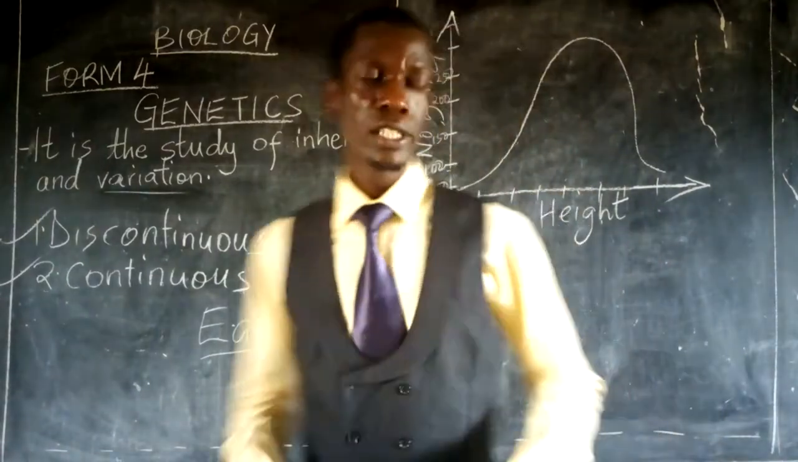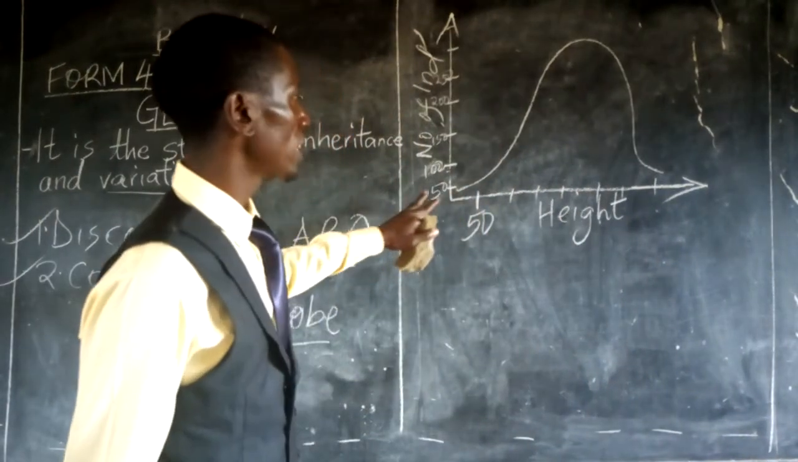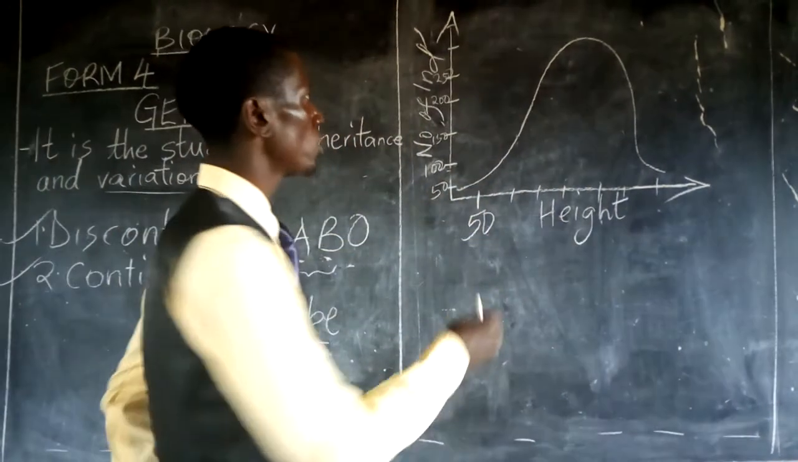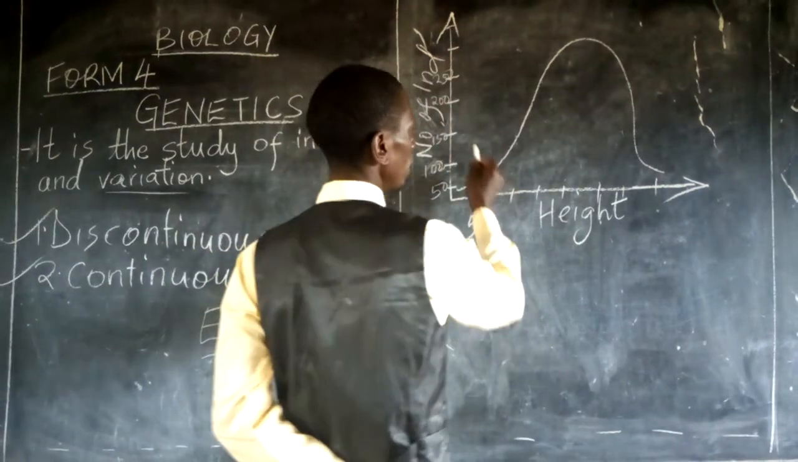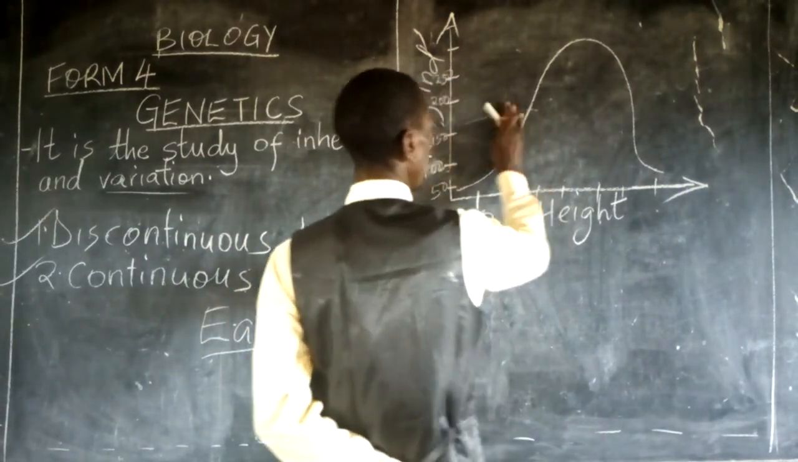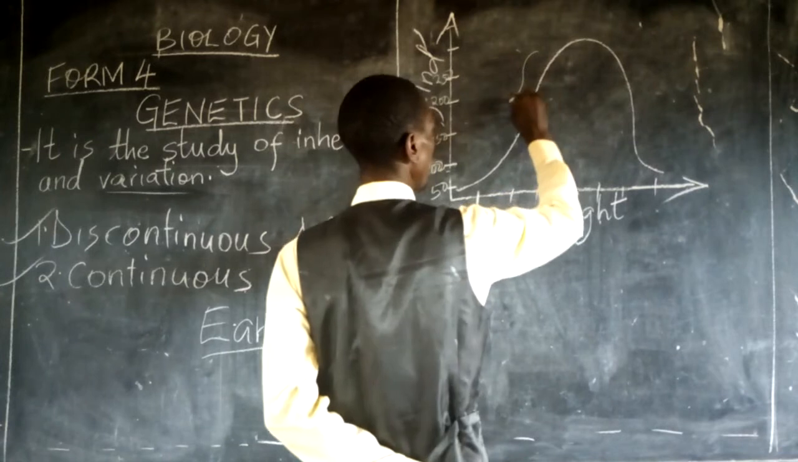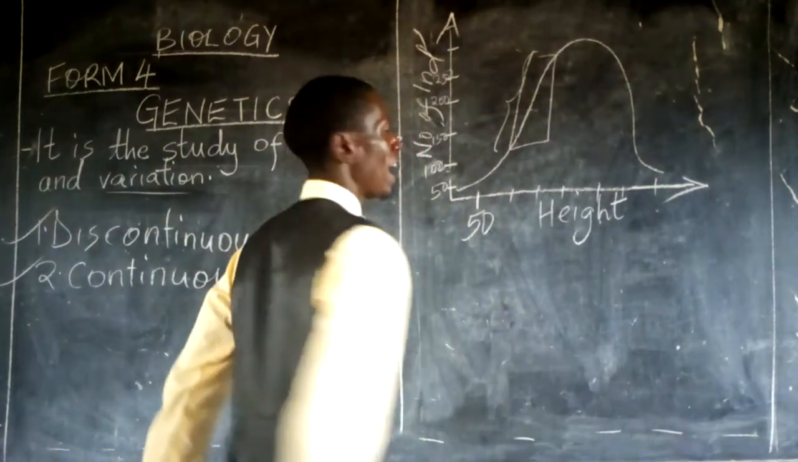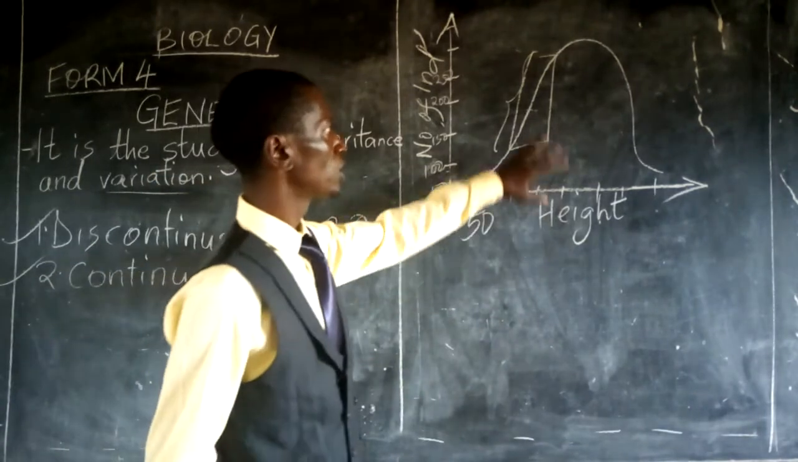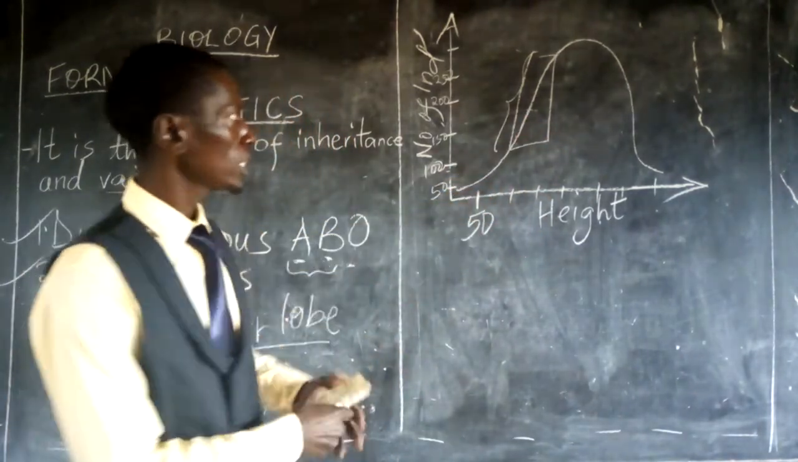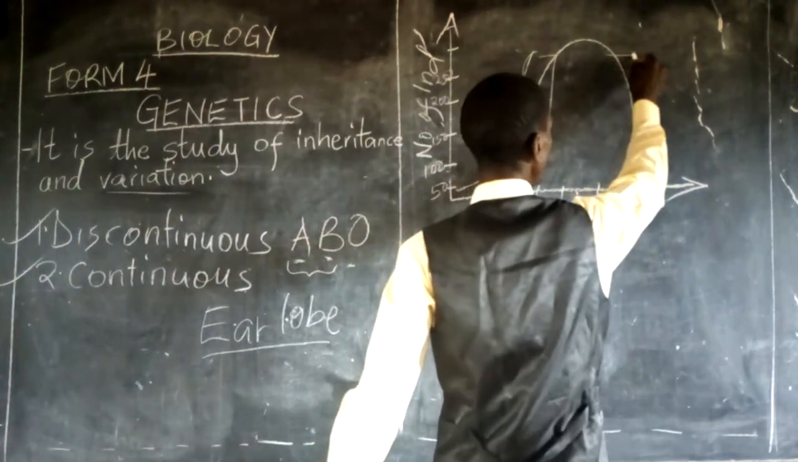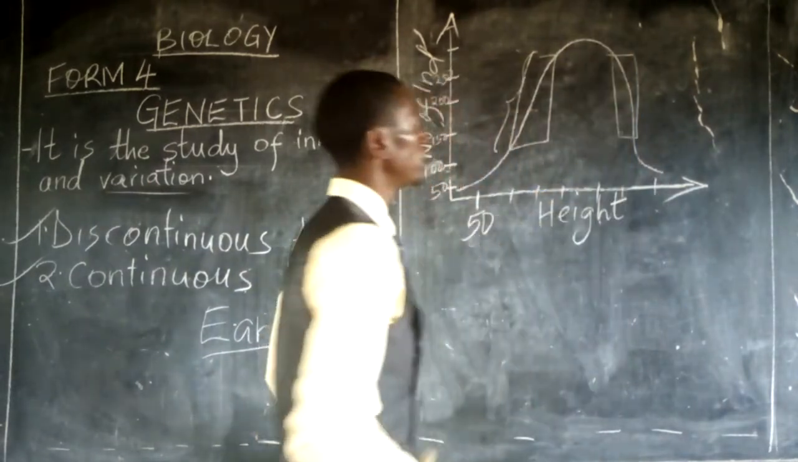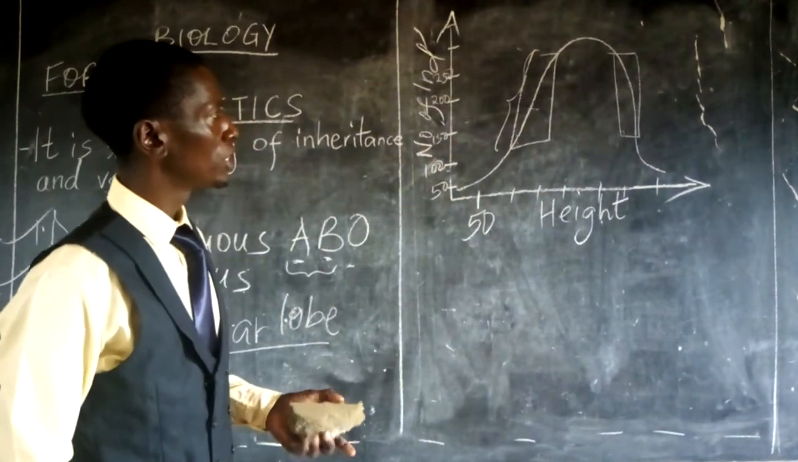When I decide to look at this, you will realize that many individuals are falling between this region here. Those individuals who are having the height, for this case, which is intermediate, within the middle region, there are so many individuals.